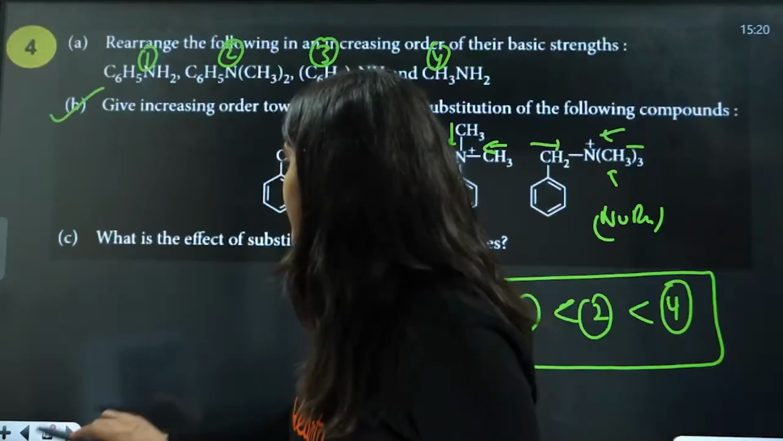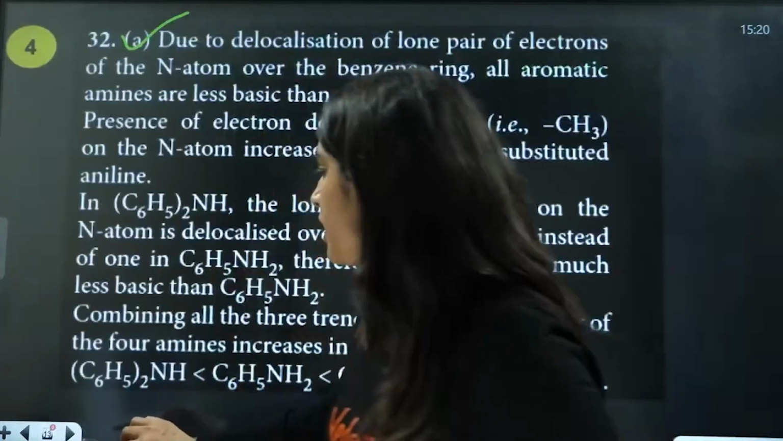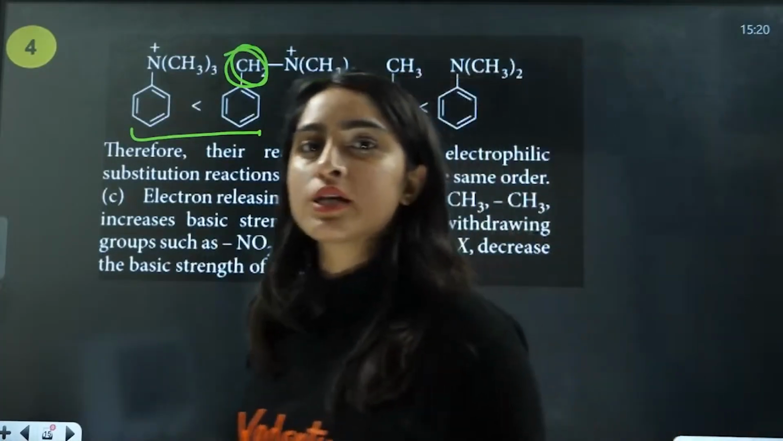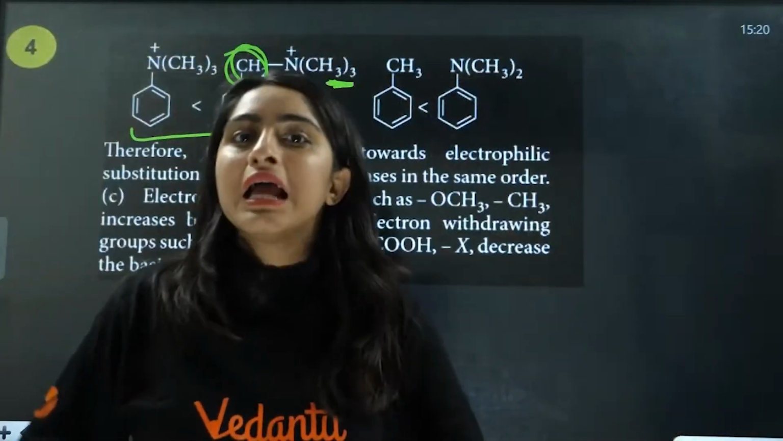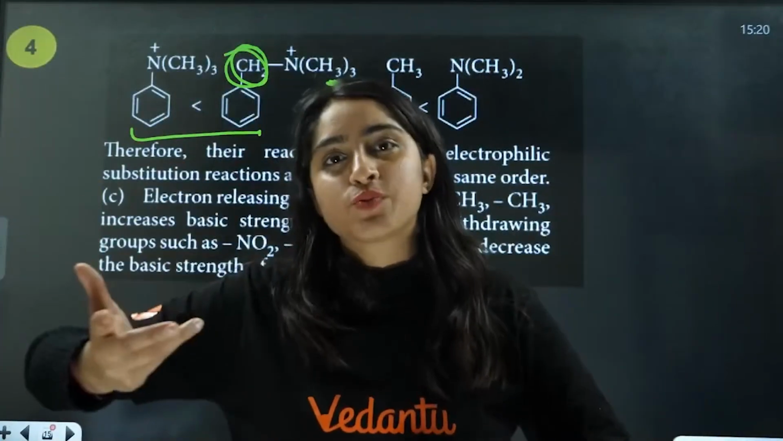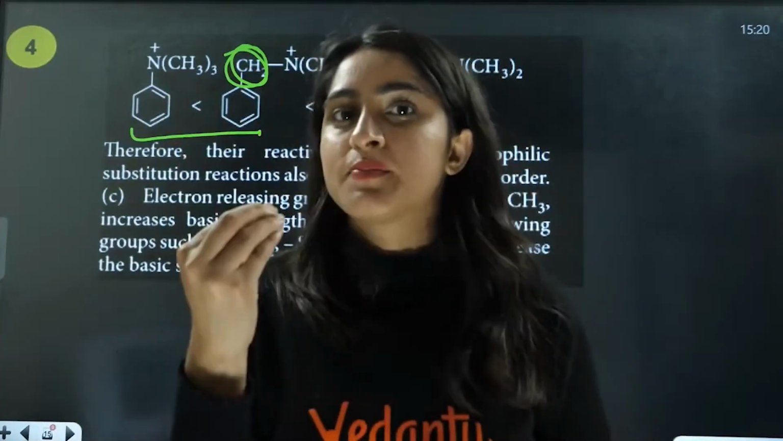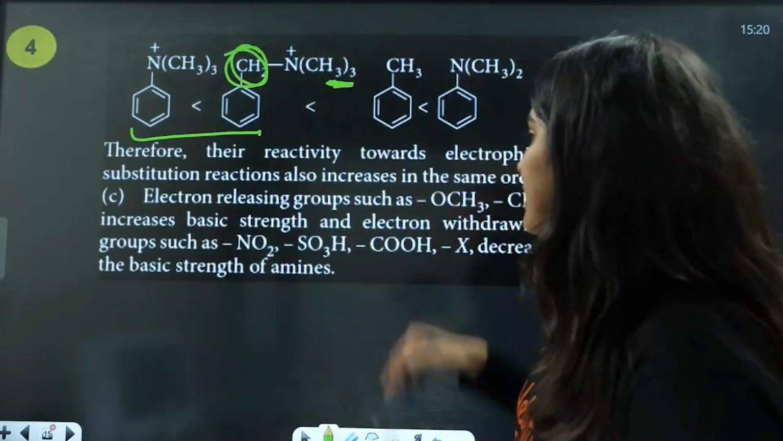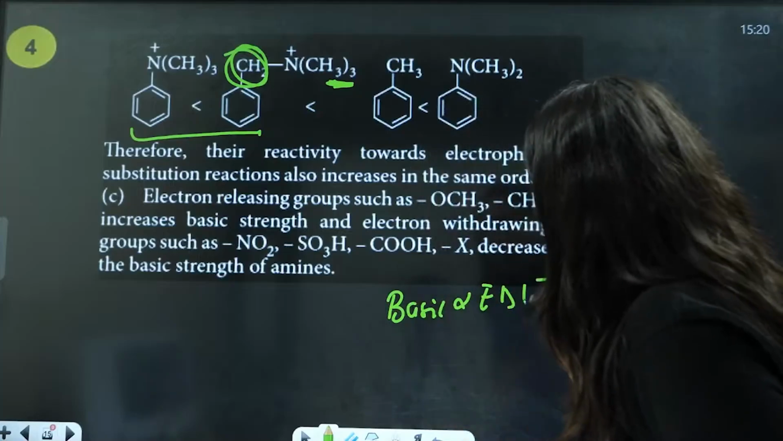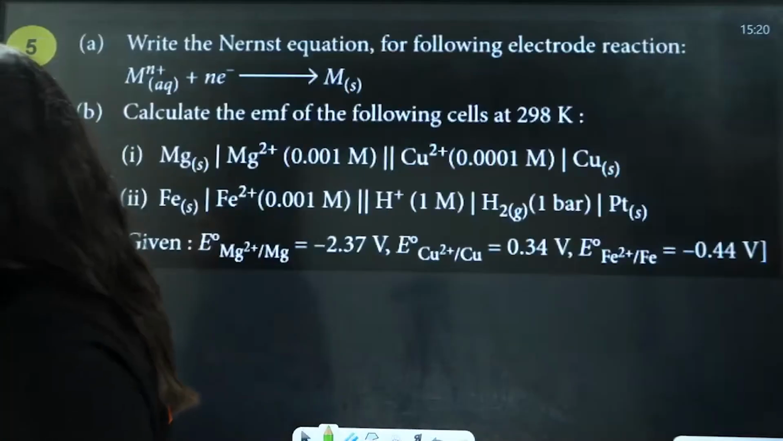Next question, everybody. What is the effect of substituents on basicity of amines? How is the basicity going to increase or decrease? Again, the same thing: if something is providing electrons, if the electron availability is more, basicity is going to increase. If there is an electron withdrawing group, basicity is going to decrease. Basicity is directly proportional to electron donating group and inversely proportional to electron withdrawing group. That's it.